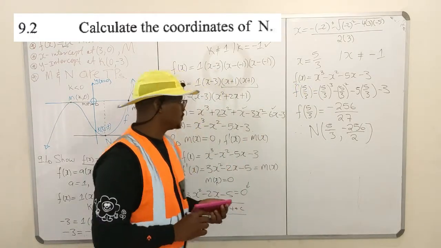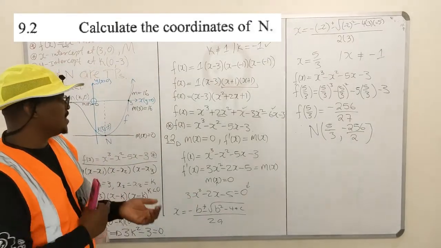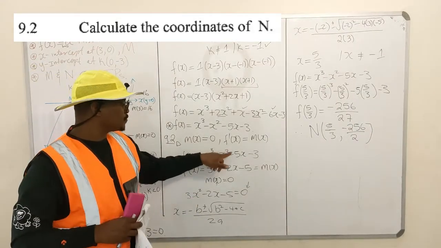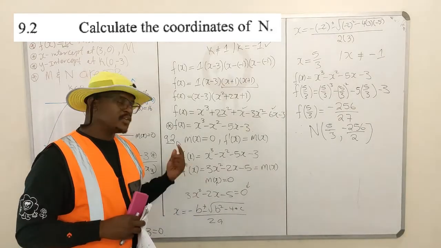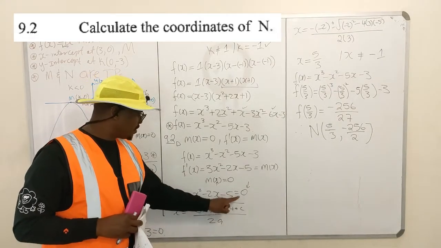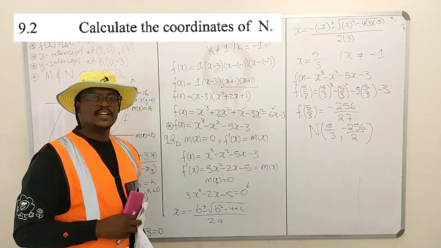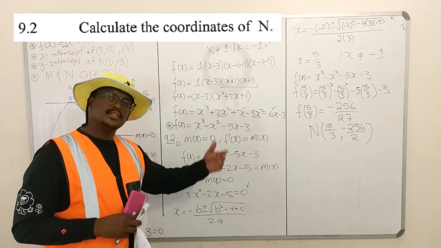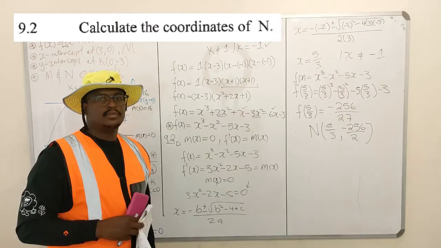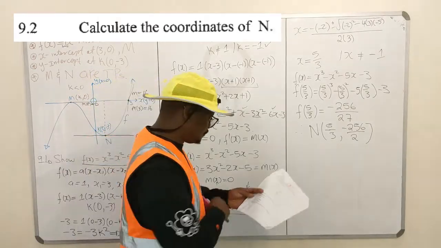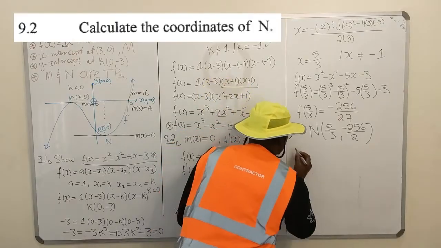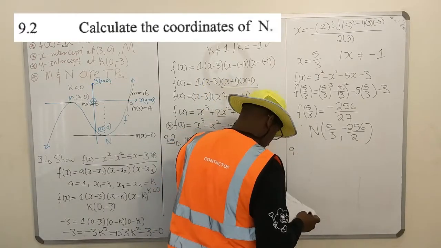That's how you do this. Straightforward. Start by deriving. Once you find the derivative, it gives you a gradient at a point, but you know at our point the gradient is 0. Then substitute the gradient and solve for x. Once you find x, find the corresponding y value. Done. So, this is 9.3.1.